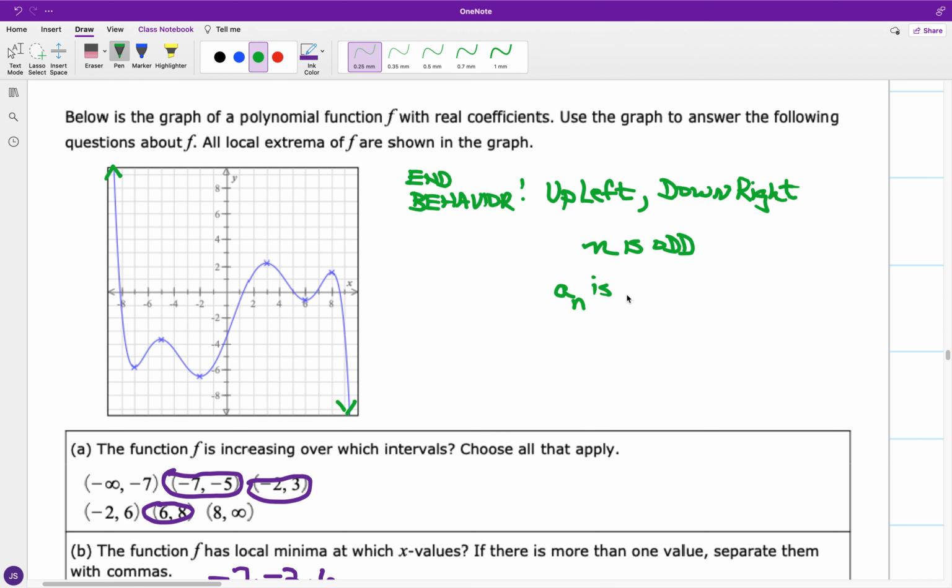So what is the sign of the leading coefficient of f? That is going to be negative.